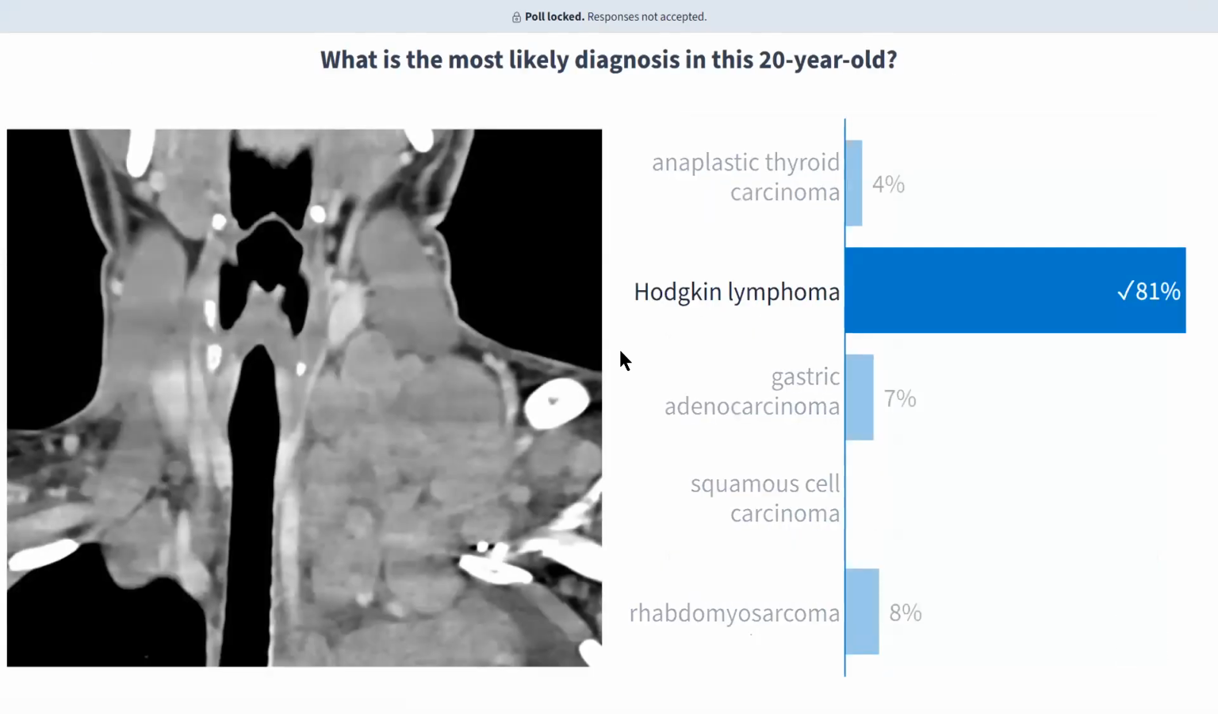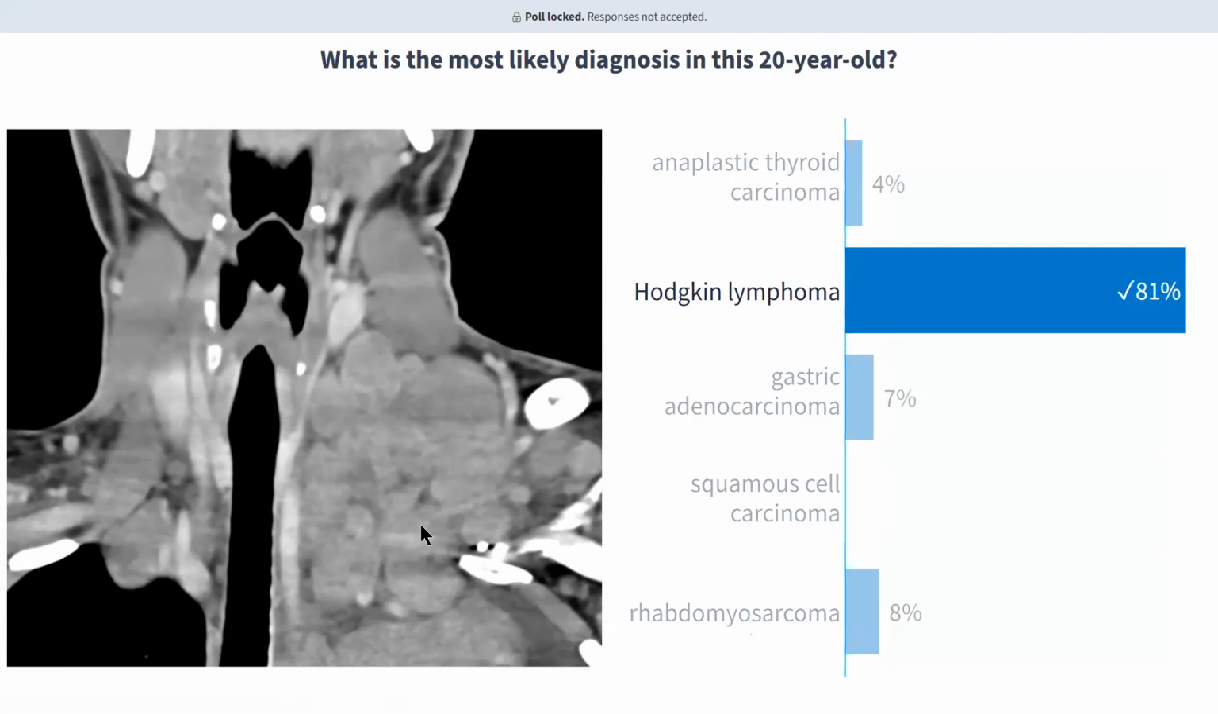Hodgkin's lymphoma was the correct answer here. So I would raise the suspicion of lymphoma based on the fact that there are multiple and large lymph nodes in the bilateral neck, left greater than right. There's also a mediastinal mass here that you can partly catch. And so this is a classic distribution, neck or mediastinal involvement in a 20-year-old. This is the typical age range for Hodgkin's lymphoma, as a peak in incidence in young adults.